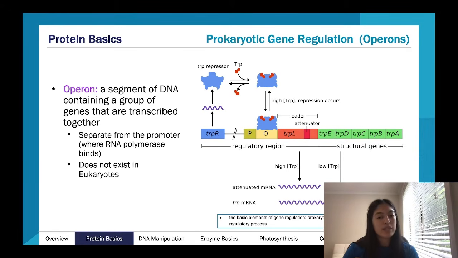On the other hand, if we've got a high level of tryptophan in the cell, it's floating around everywhere, there's way too much of it, the ribosome basically can transcribe really quickly.